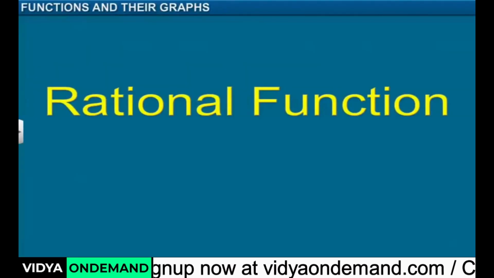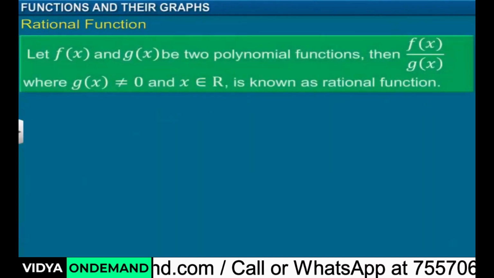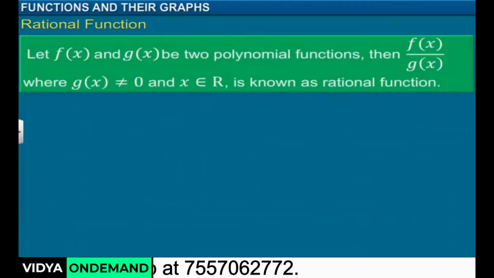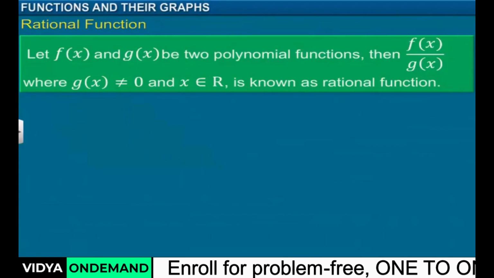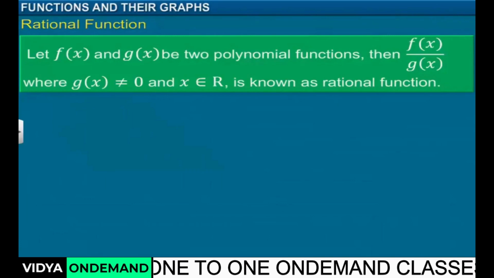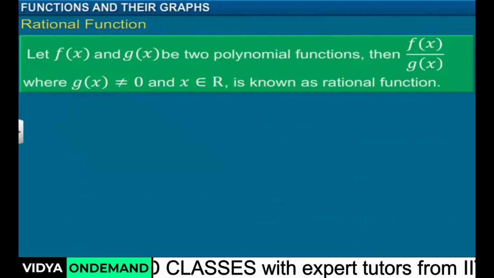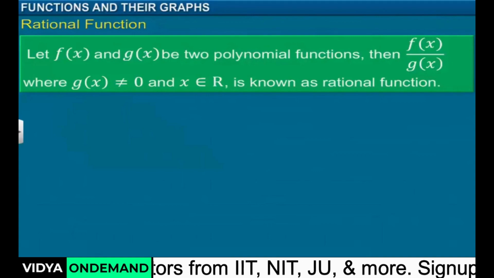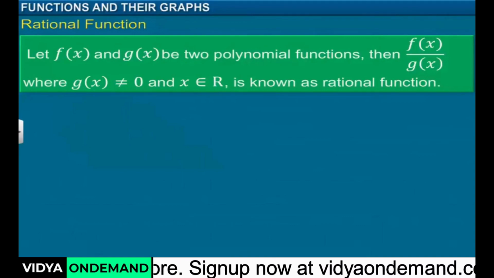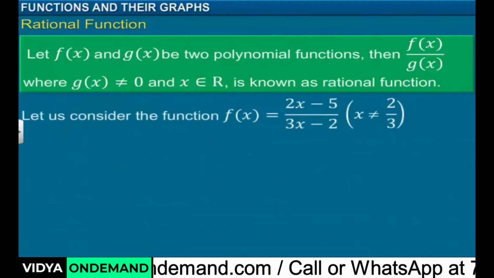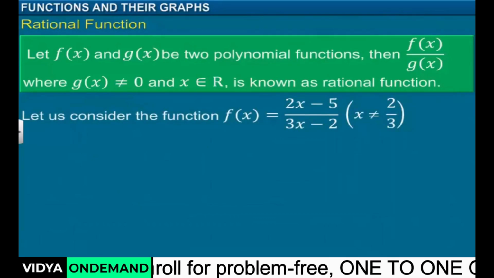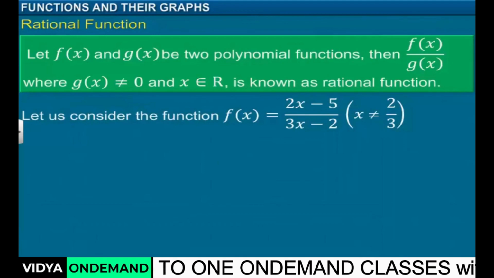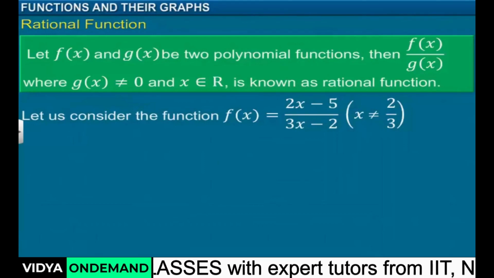Now, let's learn about the rational function. Let f of x and g of x be two polynomial functions. Then, f of x divided by g of x, where g of x is not equal to 0 and x belongs to R, is known as a rational function. Let us consider the function f of x is equal to 2x minus 5 divided by 3x minus 2, where x is not equal to 2 divided by 3.